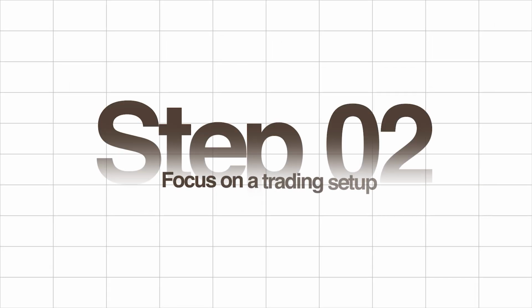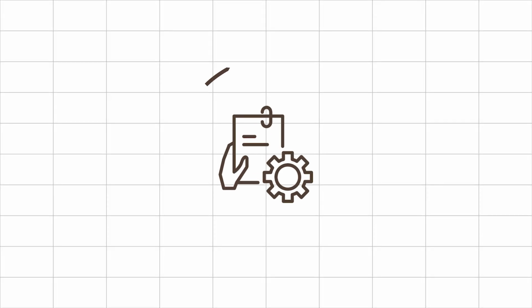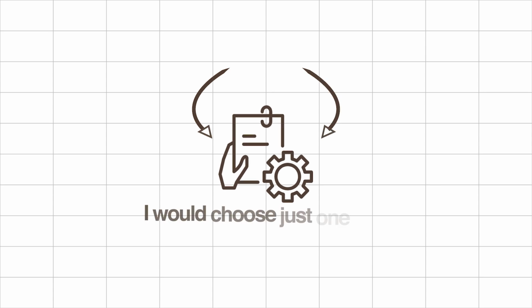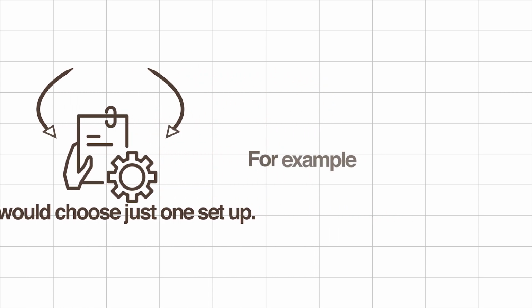Number two, focus on a trading setup. Take one setup. Don't rush to know everything all at once. When I was new, I tried everything. Breakouts, reversals, scalps. I didn't even know what I was doing. So if I had to start all over again, I would choose just one setup. For example, supply and demand bounces, breakouts, whatever. Pick the one that resonates with you and stick to it. Practice it for at least 1 month to 3 months.